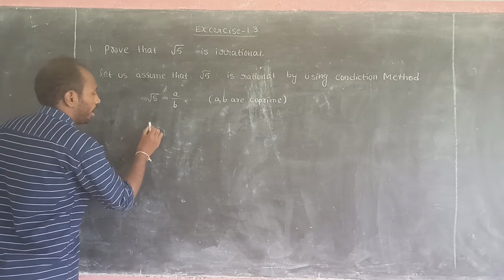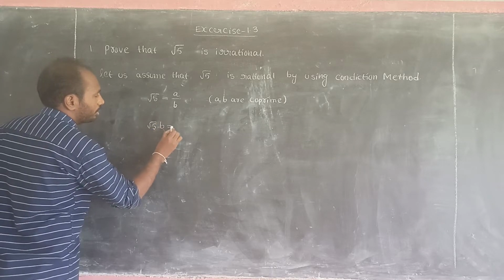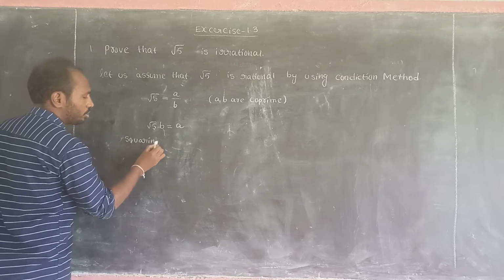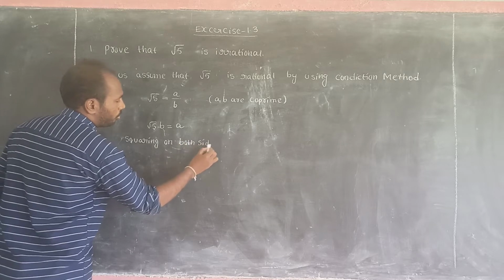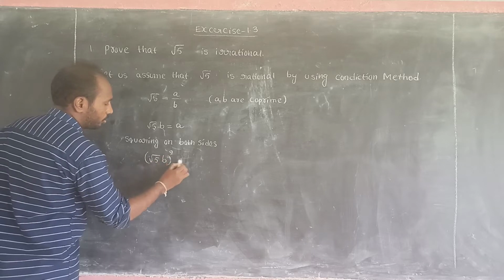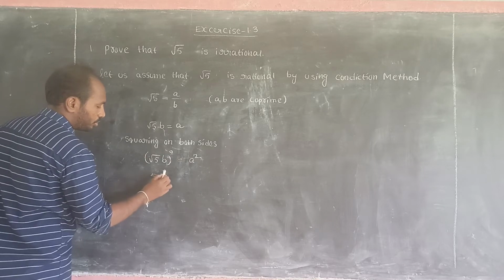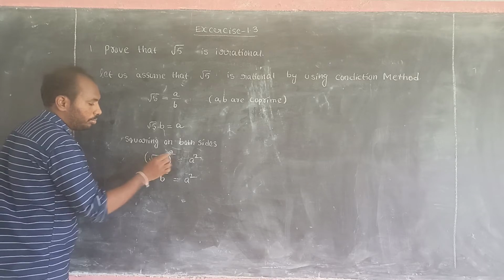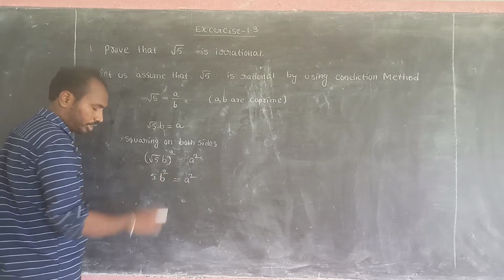Okay. Transposing B to the left side, root 5 B is equal to small a. Squaring on both sides, root 5 B whole square is equal to a square. Root 5 whole square, the square and root cancel, so 5 B square is equal to a square. Here (ab) whole power m equals a power m, b power m.